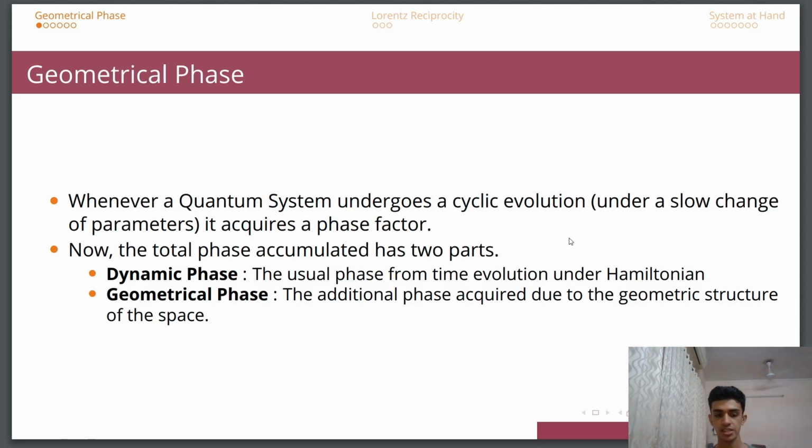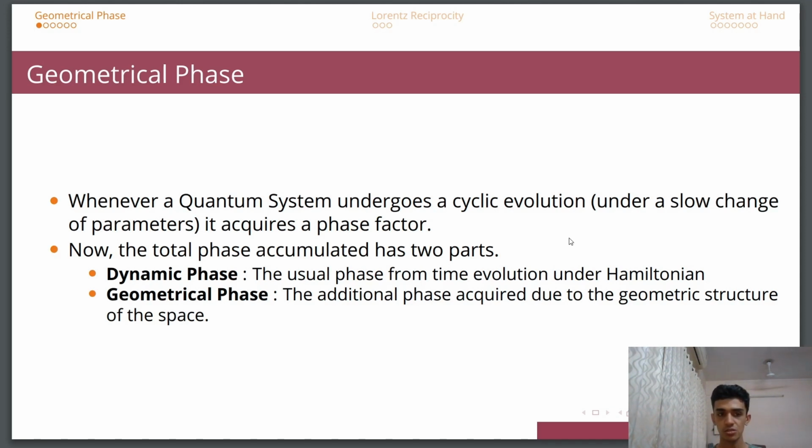Now, in some scenarios, under cyclic evolution, we might also gain another phase. This phase is known as the geometrical phase. So, what do I mean by cyclic evolution? Suppose I have some parameters of my situation. I slowly vary these parameters and I bring them back to their initial value.